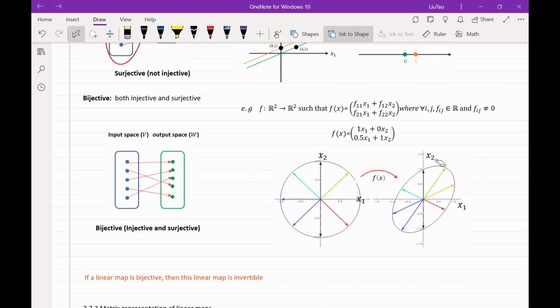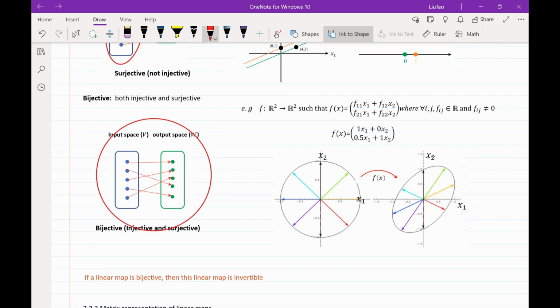And if a linear map is both injective and surjective, then this linear map is bijective. This means that an element in the input space can have one element in the output space, and any element in the output space can have only one element in the input space. For example, the following figure shows a one-to-one correspondence with no element left in the output space. Then we can see that this is a bijective map.